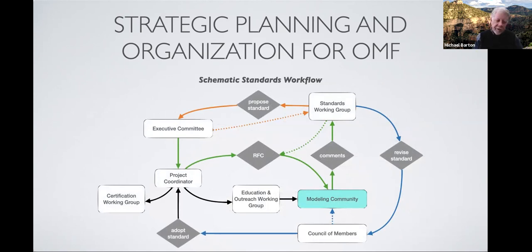Again, we're not making this up. There are a number of other standards organizations. So this is a standard workflow for standards. You can see how this is supposed to work. The idea is that a standards working group would propose a standard for, say, accessibility. It would be looked over by the executive committee, and then sent out as an RFC, a request for comment, to the modeling community. We get comments back, it goes back to the standards working group, they revise it, and it goes to the council of members for approval. At any given point, it can go back to the community or back to the standards group for additional revision, and eventually it gets adopted as a formal standard and published. We have a project coordinator who would do that. And then the certification working group would work out how we would badge and certify things that meet this.